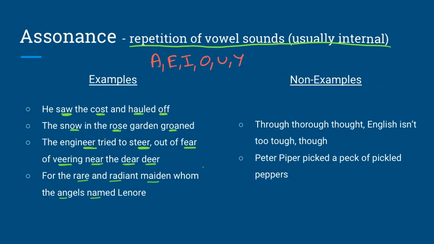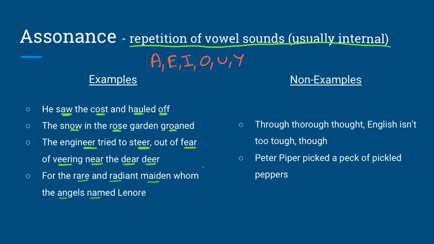And of course, we've got our non-examples. Through thorough thought, English isn't too tough, though. I like using this sentence as an example just because it shows how wacky English can be sometimes. A lot of these words, they look the exact same. To a non-native English speaker, someone just picking up English for the first time, they'd probably think maybe they are the same word. But as we know, as I've just read, through thorough thought, English isn't too tough, though.